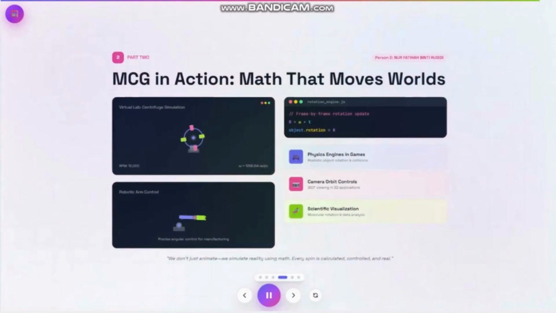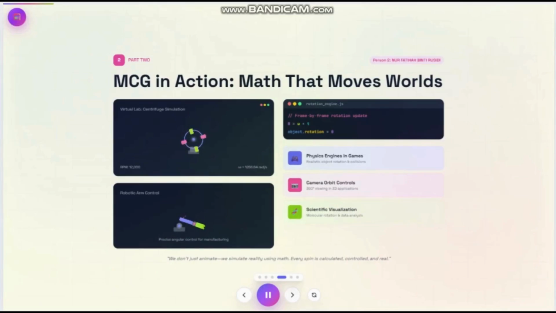Let's see the formula in action. In our virtual centrifuge here, we simulate 12,000 RPM, the spinning one. And in manufacturing, we gave an example of precise angular control that guides robotic arms with millimeter accuracy. As you can see, these are both examples. And yes, every frame, this simple equation runs: theta equals angular speed times time. Real-time, real-world simulation. Whether it's game engines, camera control, or scientific visualization, math doesn't just animate, it simulates reality.